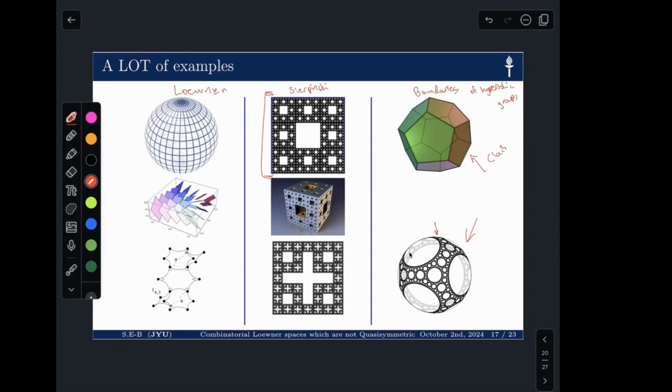But unfortunately, I don't remember. I believe that same example or something similar to it is a limit set for a hyperbolic Coxeter group, and I believe there are some for which you do have the combinatorial Loewner property, as Sylvester is saying here in this slide. Yeah, certainly you do have the combinatorial Loewner property.